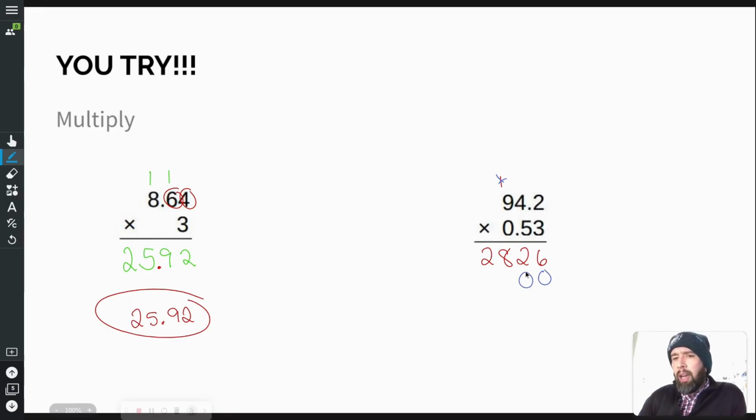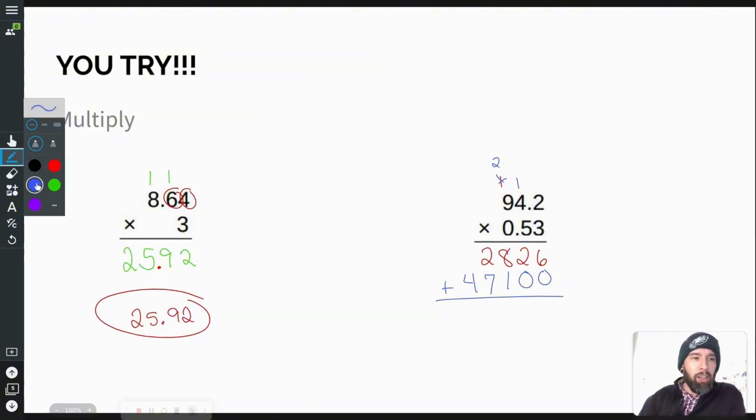5 times 2 is 10. 5 times, oh, well, hold on, 10, so yep, carry the 1. 5 times 4 is 20. 20 plus 1 is 21. Carry the 2. 5 times 9 is 45. 45 plus 2 is 47. And I'm not going to bother with that row. I lied last time. I'm going to be honest this time.